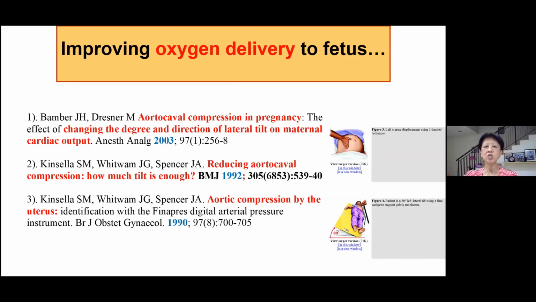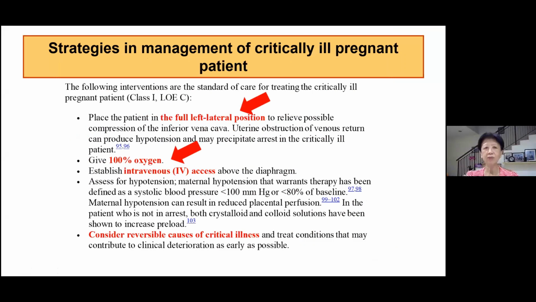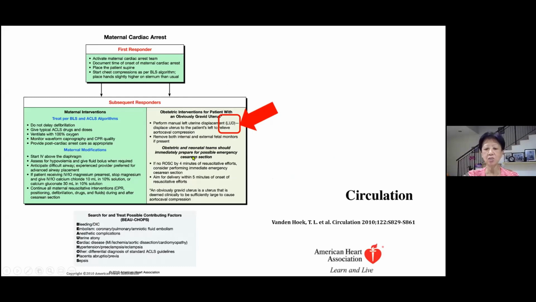Now that we have transitioned into regional anesthesia, we have always been teaching our care providers as well to recognize how to improve oxygen delivery to the fetus. And since 1990, we have asked all our care providers to make sure patients do not have aortocaval compression by turning them onto the left lateral position, either by displacing the uterus to the left side or with a wedge, to ensure that the aorta is not compressed. In all critically ill patients, we should encourage them to be turned to the left lateral position and be given oxygen. And of course, in a cardiac arrest situation, do remember left uterine displacement.